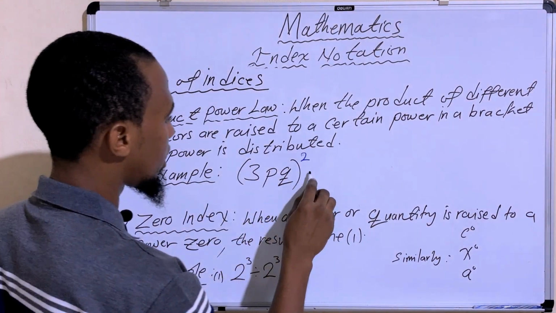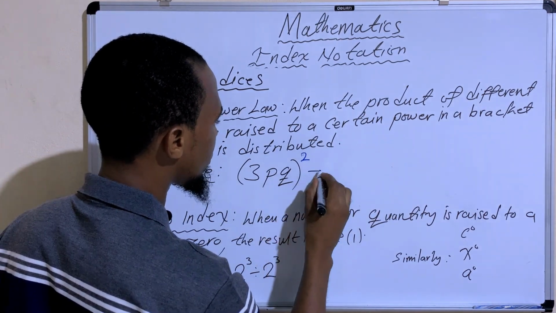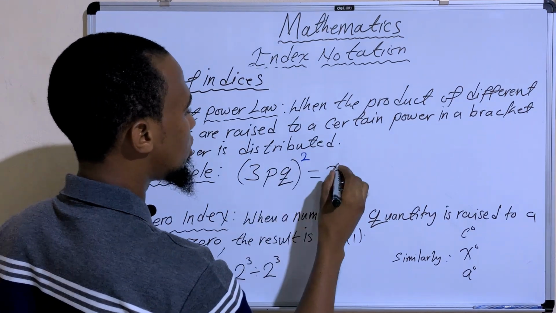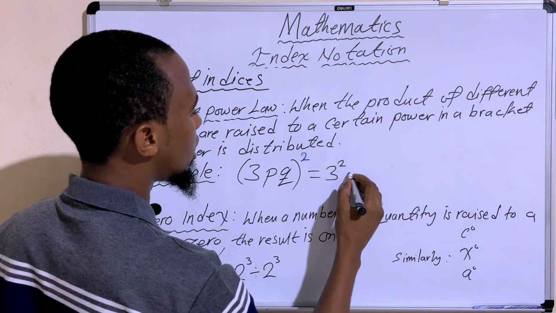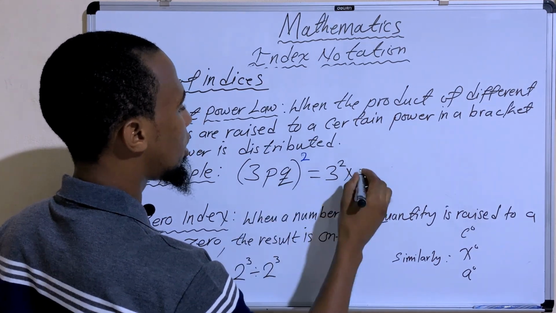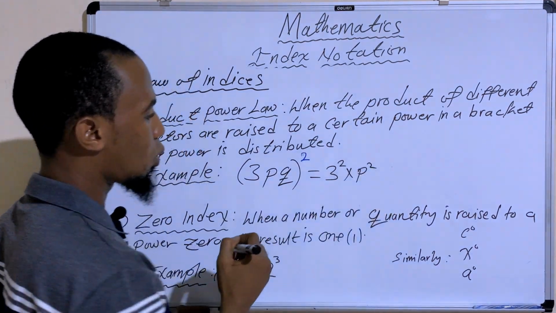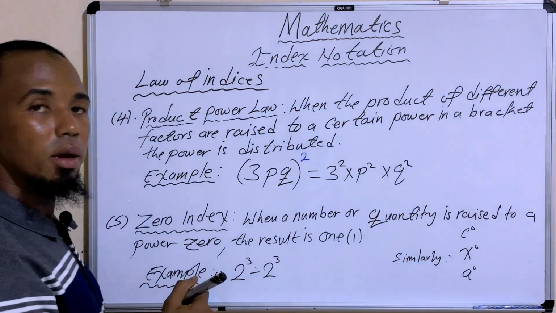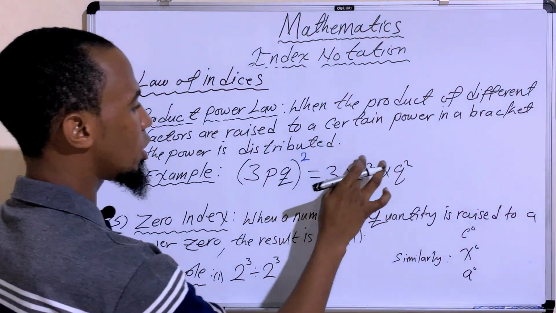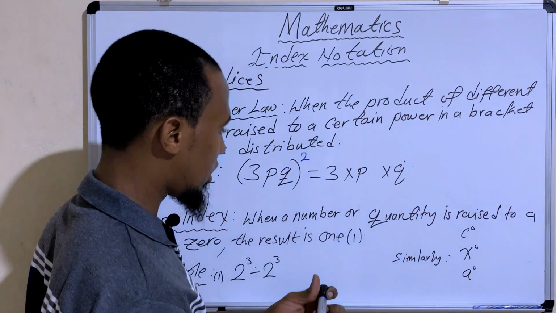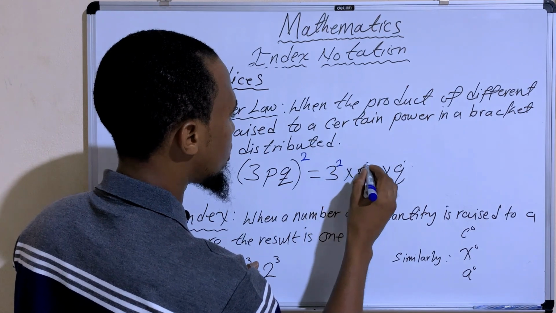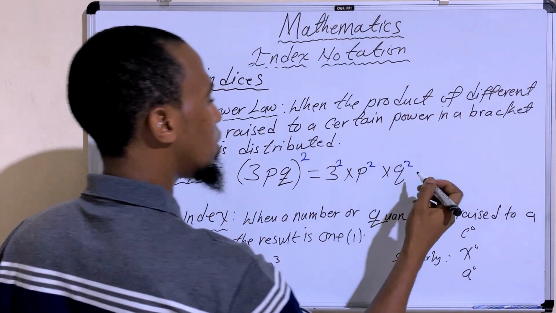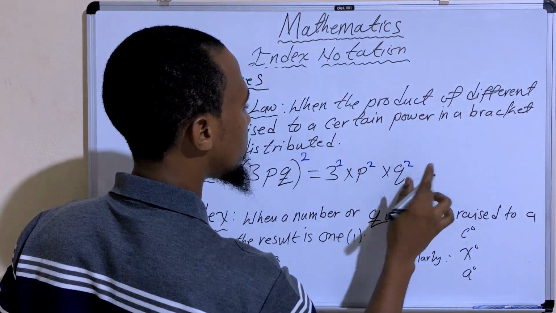Now let's move on. Now this is equals to, this is going to be now 3 squared times p squared times q squared. The 2 is distributed to each of them. Now let me just use a different color. That is 2. Good. Are you seeing? Now we just group them here.